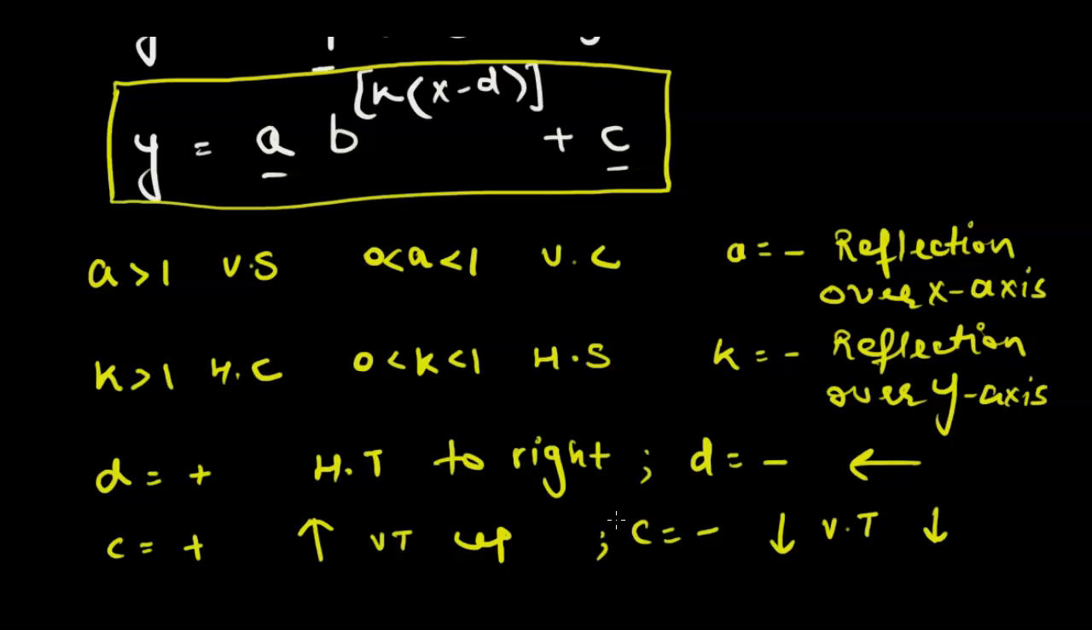Let's do one example. We can also use these parameters to draw graphs using the mapping formula. If we're asked to write down transformation parameters for y = -3^(2x - 4) + 1, and then turn this equation into a graph and write down its domain and range, we can do all this using these transformation parameters.